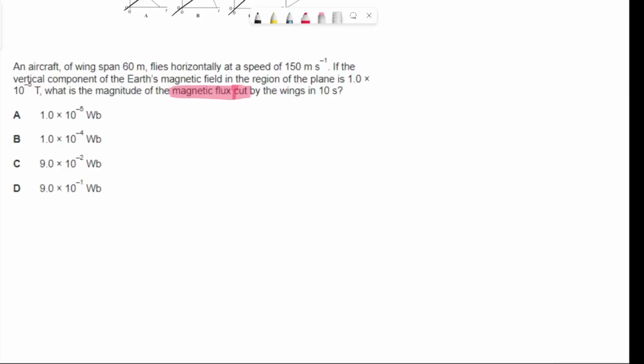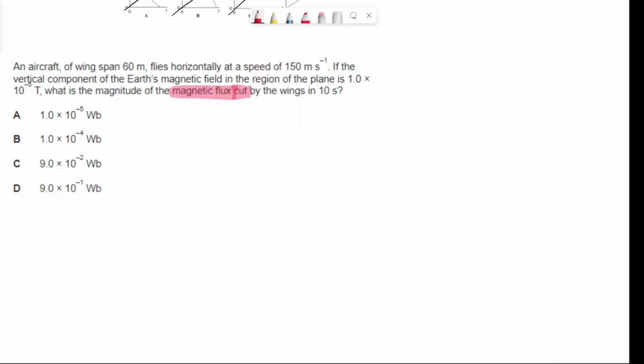Another great question by AQA, this time around asking for us to calculate the magnetic flux cut by an aeroplane wing as it travels at a certain speed. So let's have a look at what the question is asking.